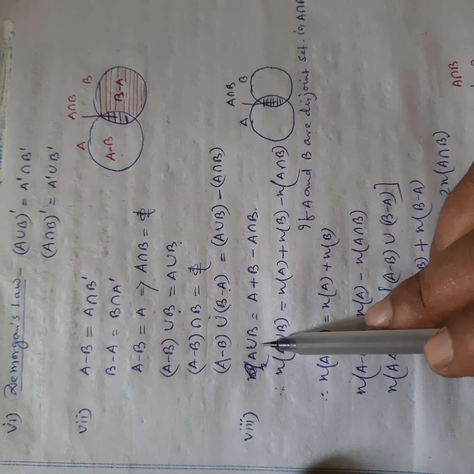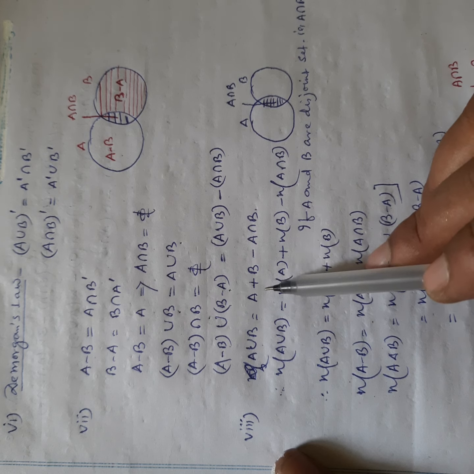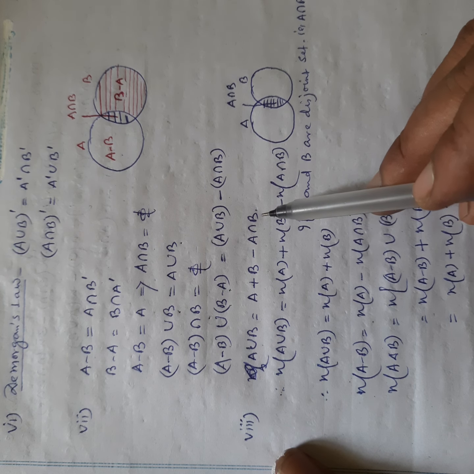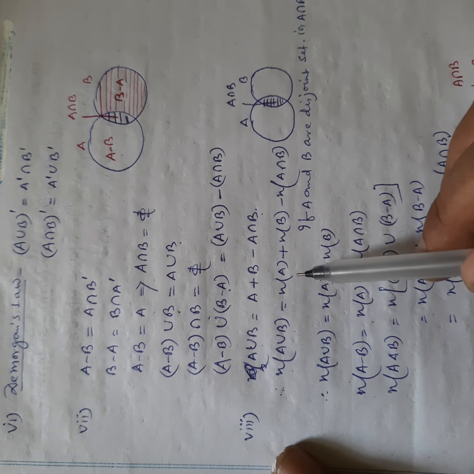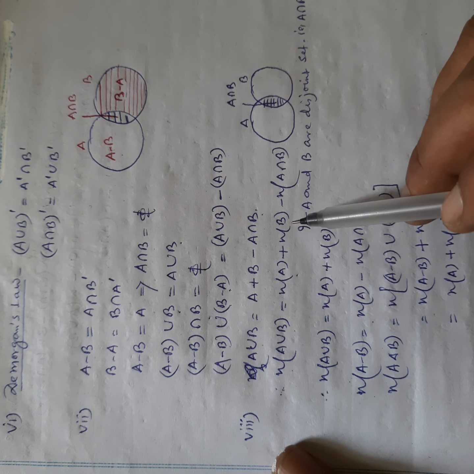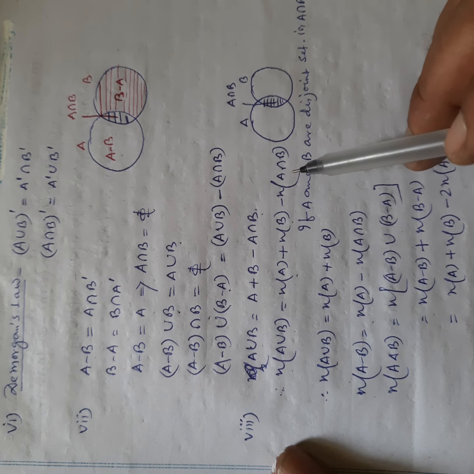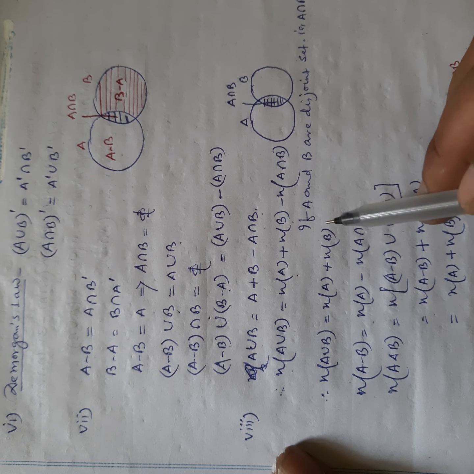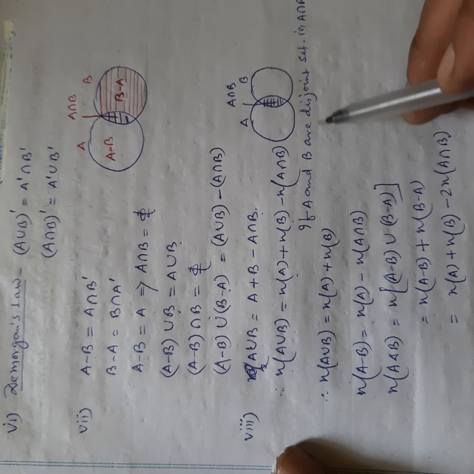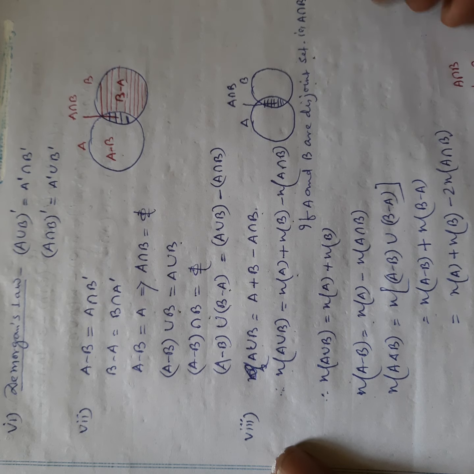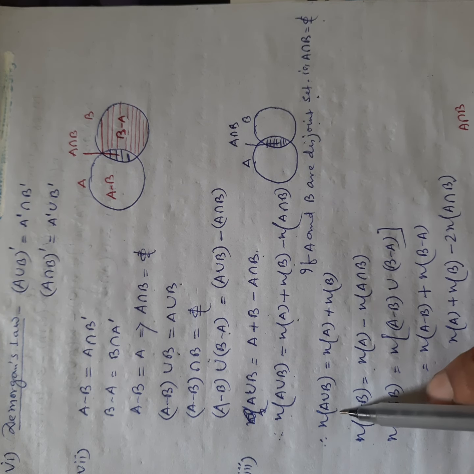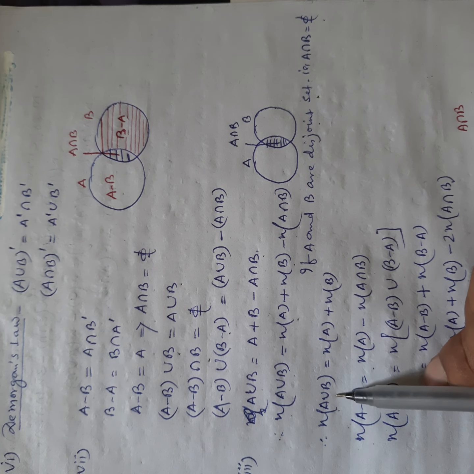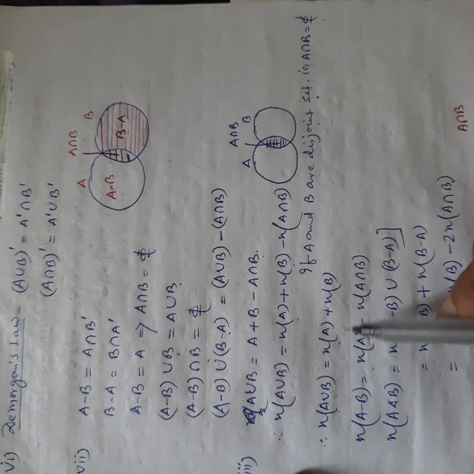Next, A union B equals A plus B minus A intersection B. So the cardinal number of A union B equals the cardinal number of A plus the cardinal number of B minus the cardinal number of A intersection B. If A and B are disjoint sets, that is A intersection B equals the null set, therefore the cardinal number of A union B equals the cardinal number of A plus the cardinal number of B.